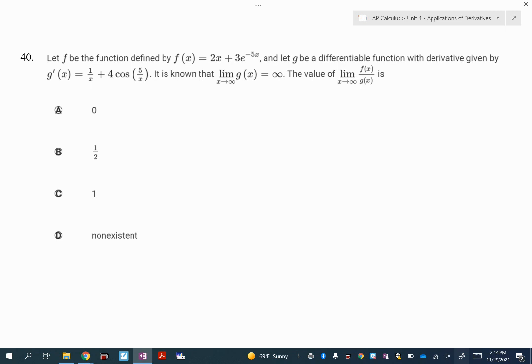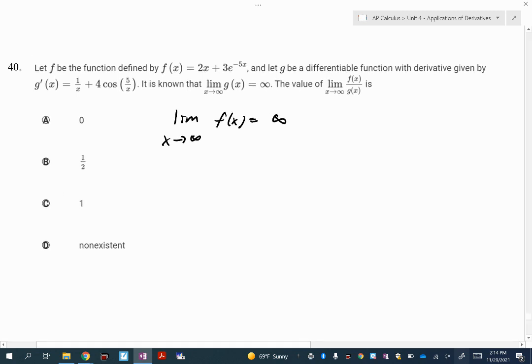So in order to use L'Hopital's rule, I need to show that the limit as x approaches infinity of f of x is also infinity. If that's true, then I can use L'Hopital's rule, which is to take the derivative of each of these and put one on top and one on the bottom. So if I go to Desmos, I can show you this if you're having trouble with it.